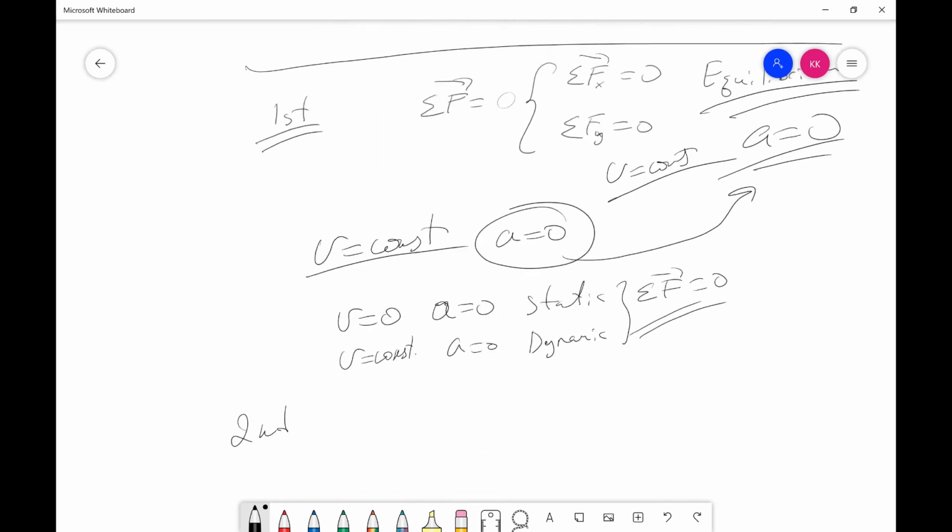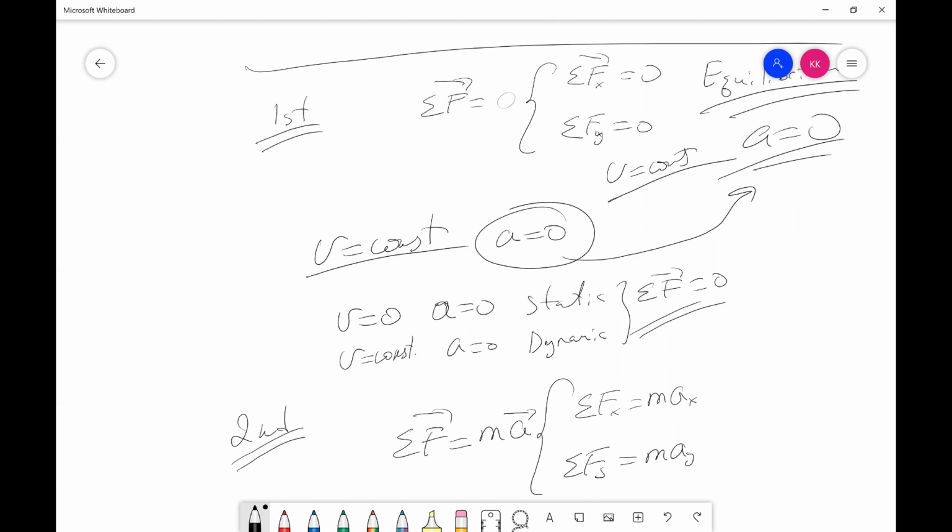Second law basically gives you the condition when there is no equilibrium. So net force equals mass times acceleration. Again, what we do here is we understand that you are dealing with two dimensions. So you can say net force in the x direction equals mass times acceleration, and net force in the y direction equals mass times vertical acceleration. So kind of break down your motion into x and y.